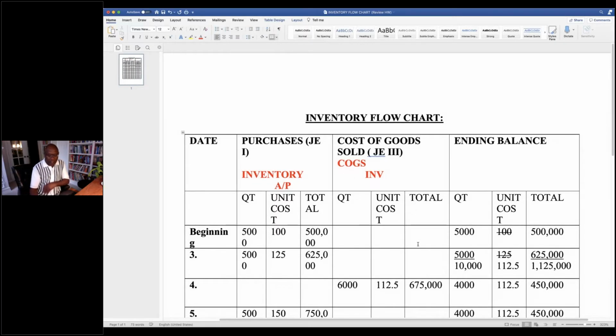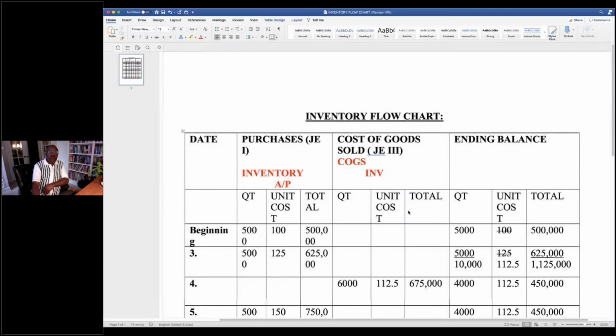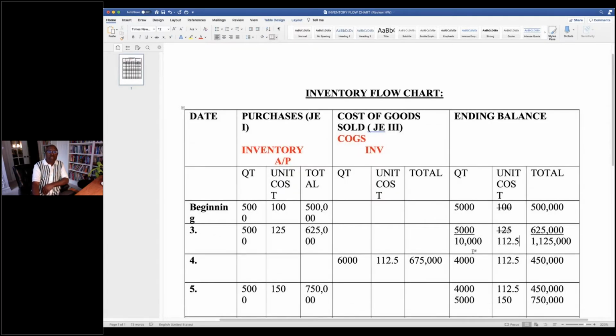Okay, so notice that in this purchase column, it says the journal entries: debit inventory, credit accounts payable, which we did for the second purchase. The first one was already here. Now on the sale, where we're going to debit cost of goods sold and inventory, this chart is giving us the number we're going to use. So we multiply the quantity sold, 6,000 times 112.5, we get 675,000. So this is what goes into the second journal entry on the sale.